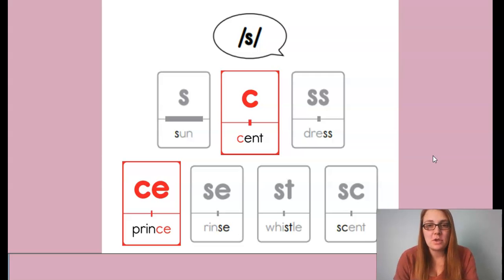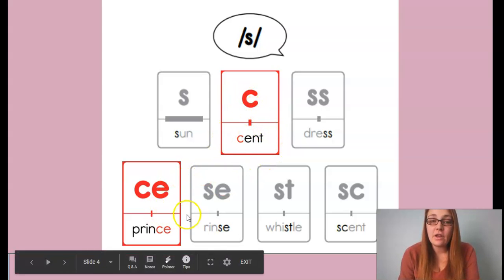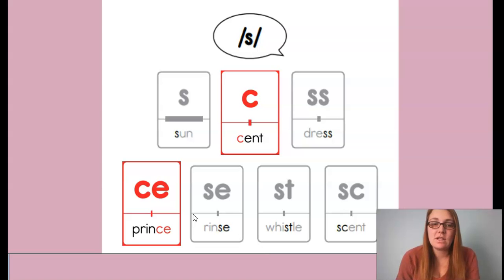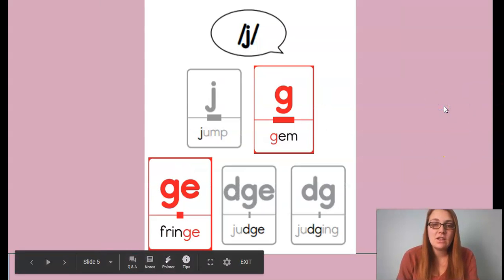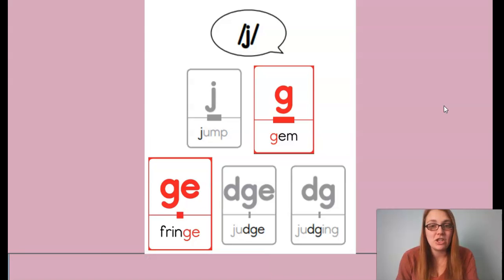Okay, a quick review of the S sound using a C and a CE. They're not very common, but sometimes, like in the word scent or in the word prince, you will see a C or a CE when you hear the S sound. And J. Sometimes you'll hear J and it'll be a G, like in the word gem, and sometimes it will be a GE, like in the word fringe. Notice the CE and the GE were at the end of the words.